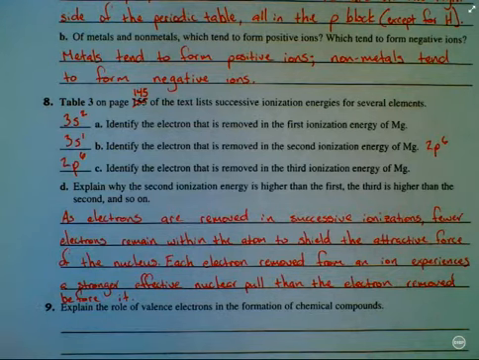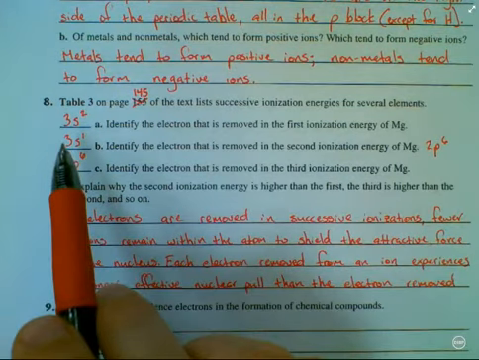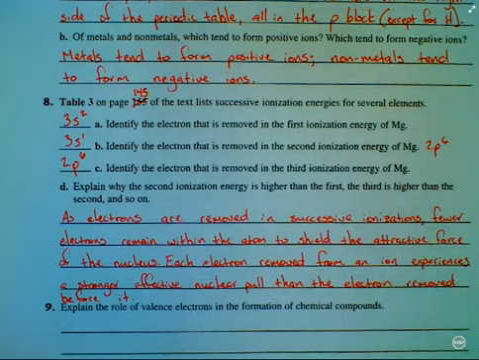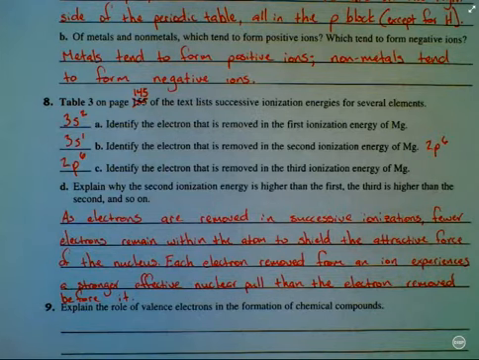Well, as electrons are removed in successive ionizations, right? We remove the 3s2 electron, then the 3s1 electron, then the 2p6 electron, okay, on and on and on. And we can only remove one electron at a time. It's not like we're ever removing 2 at a time or 3 at a time.